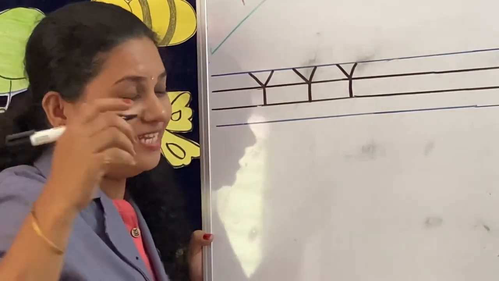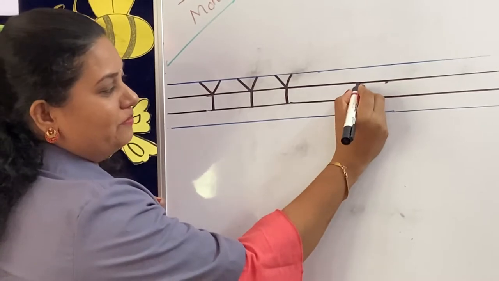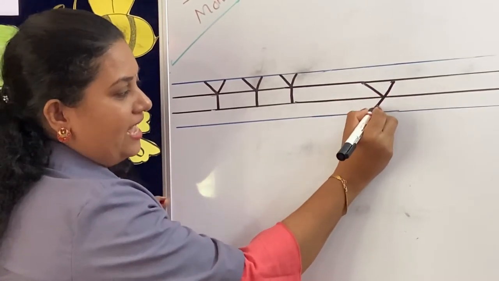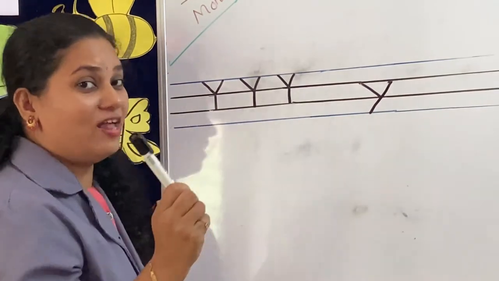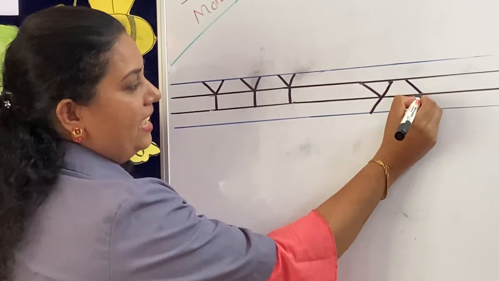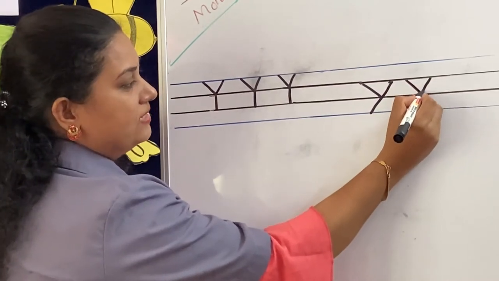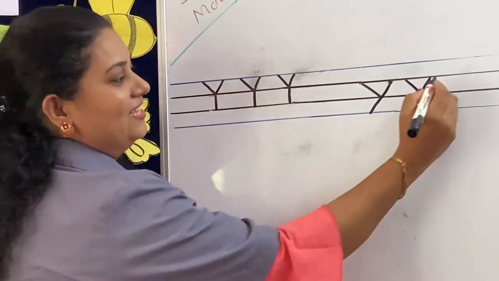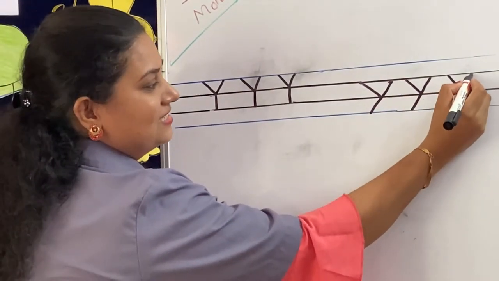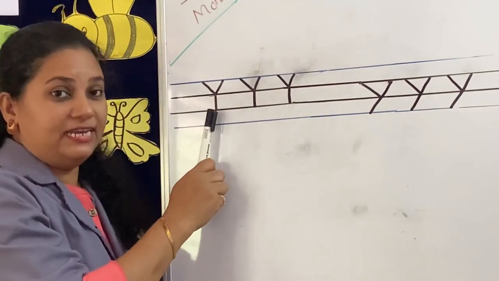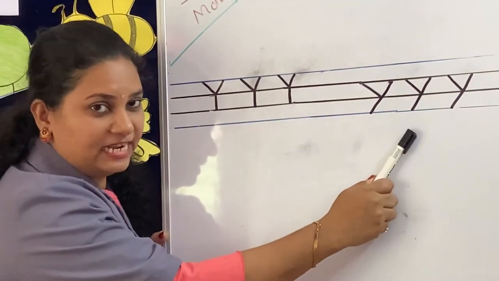All of you come with me. Look. Backwards one line and forwards one line. This is small letter Y. Backwards one line and forwards one line. This is small letter Y. Capital letter Y and small letter Y.